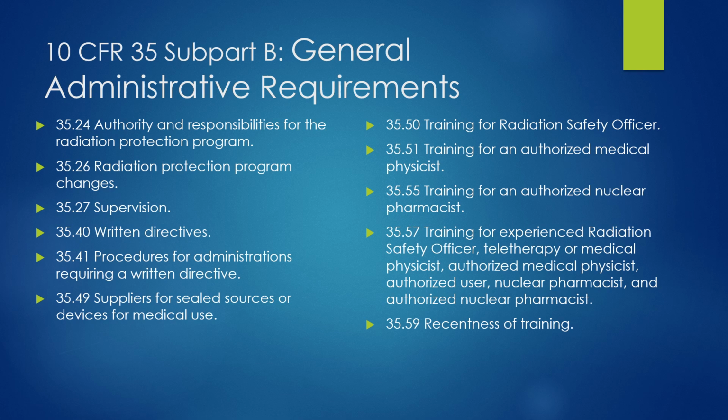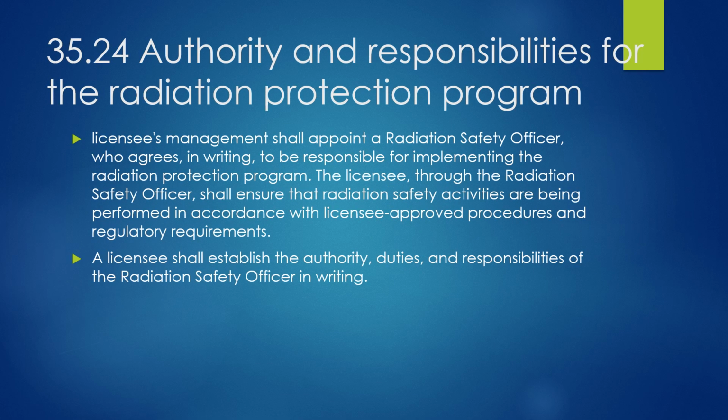So all of that stuff in B is important to us and covers really, like I said, the administrative requirements for overseeing a radiation protection program or any kind of department where radiation is used or stored. I'll go into a little bit more detail about it.